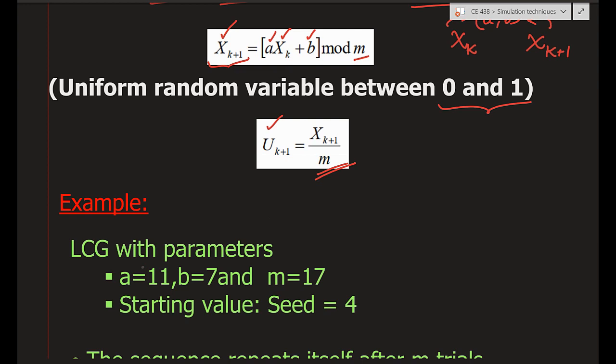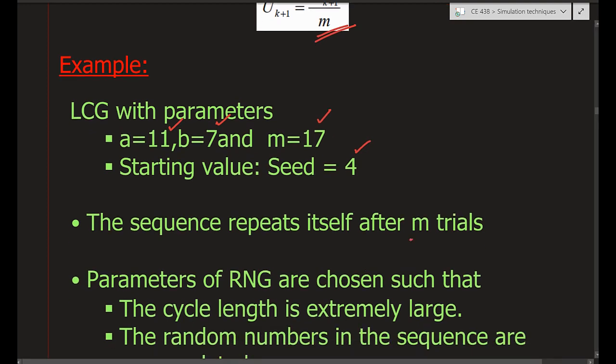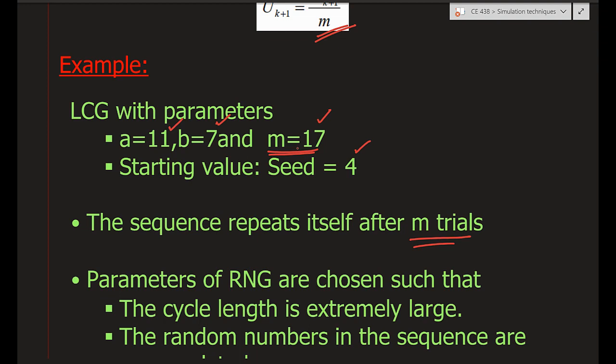Let's say we take a equals 11, b equals 7. We can take basically any values for a, b and m, and m equals 17. Let's start with a seed value. Seed value means the initial random number, that is x0. We can start with an initial seed value of 4, and then use this to calculate the other random numbers. The sequence repeats itself after m trials. Now you see m is 17. We'll see soon that the sequence of random numbers generated by this algorithm will repeat itself after m trials.